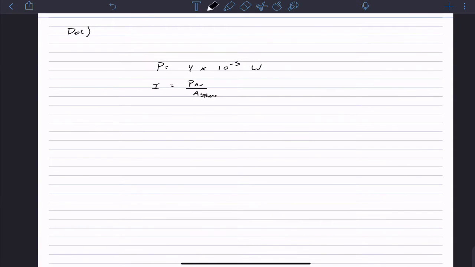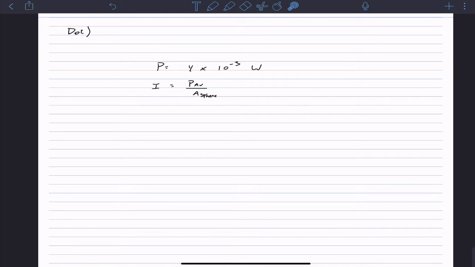Okay, next problem. We're given an output power of 4 times 10 to the negative 3 watts from a bell, radiating uniformly in all directions. What is the intensity of the wave 100 meters from the bell?